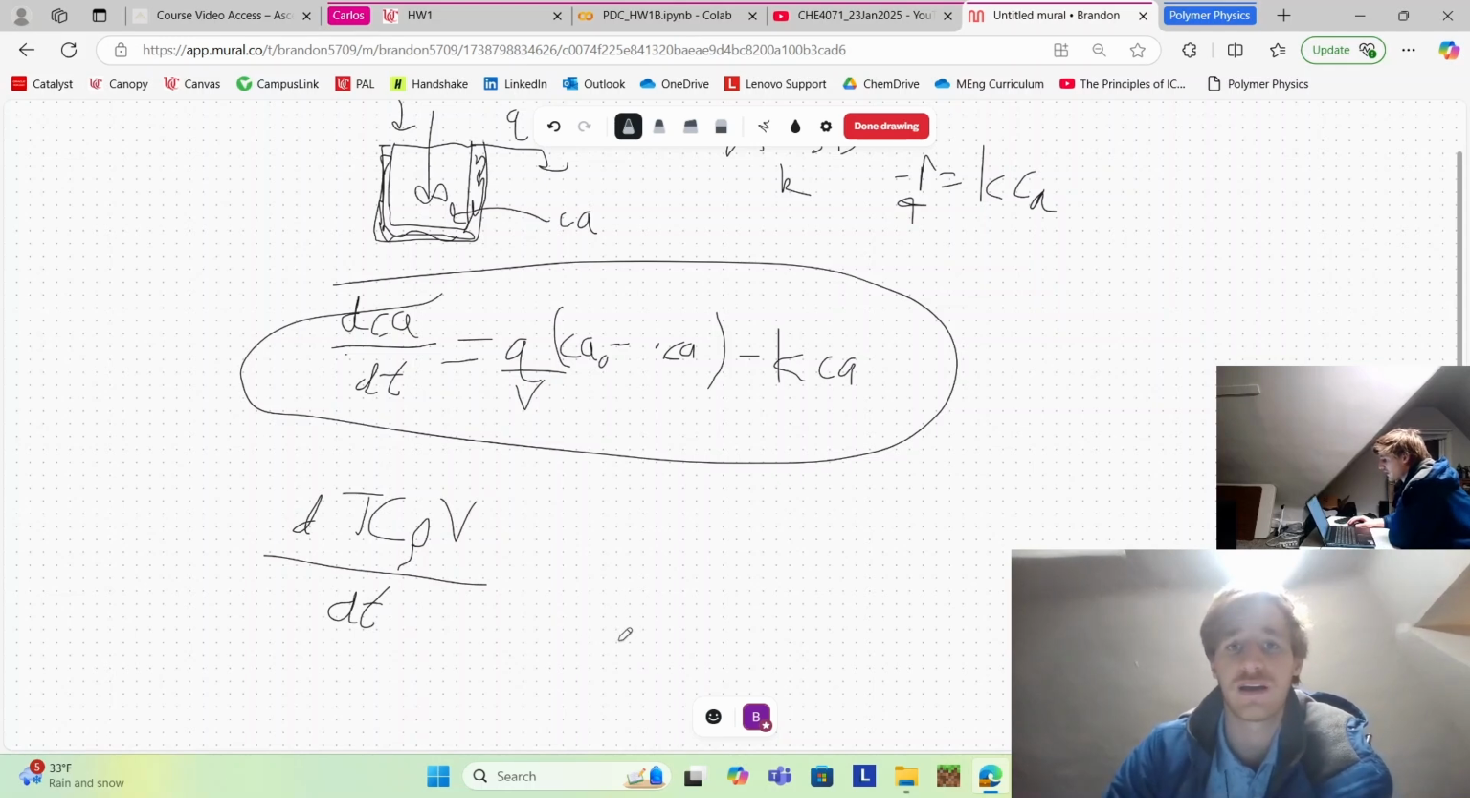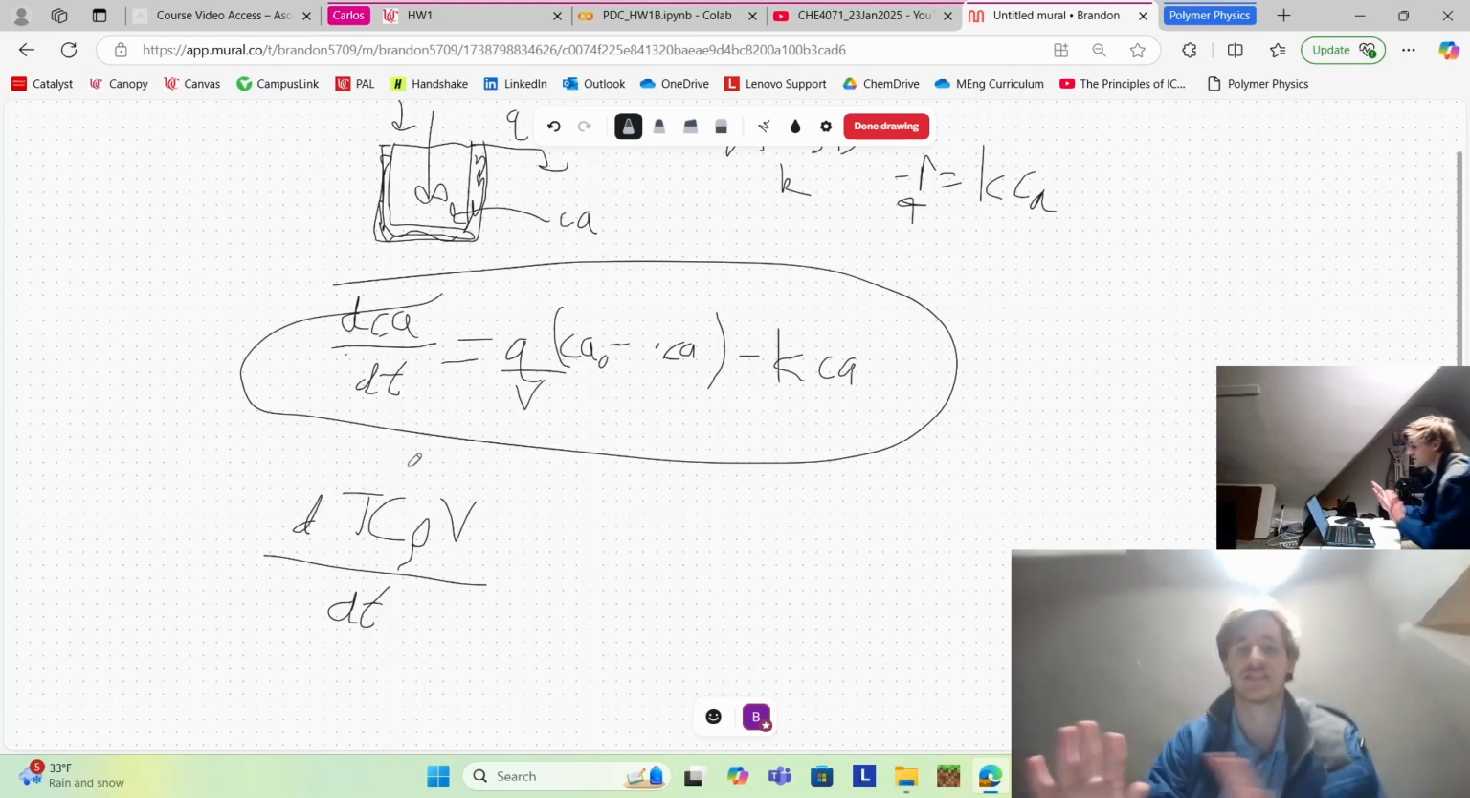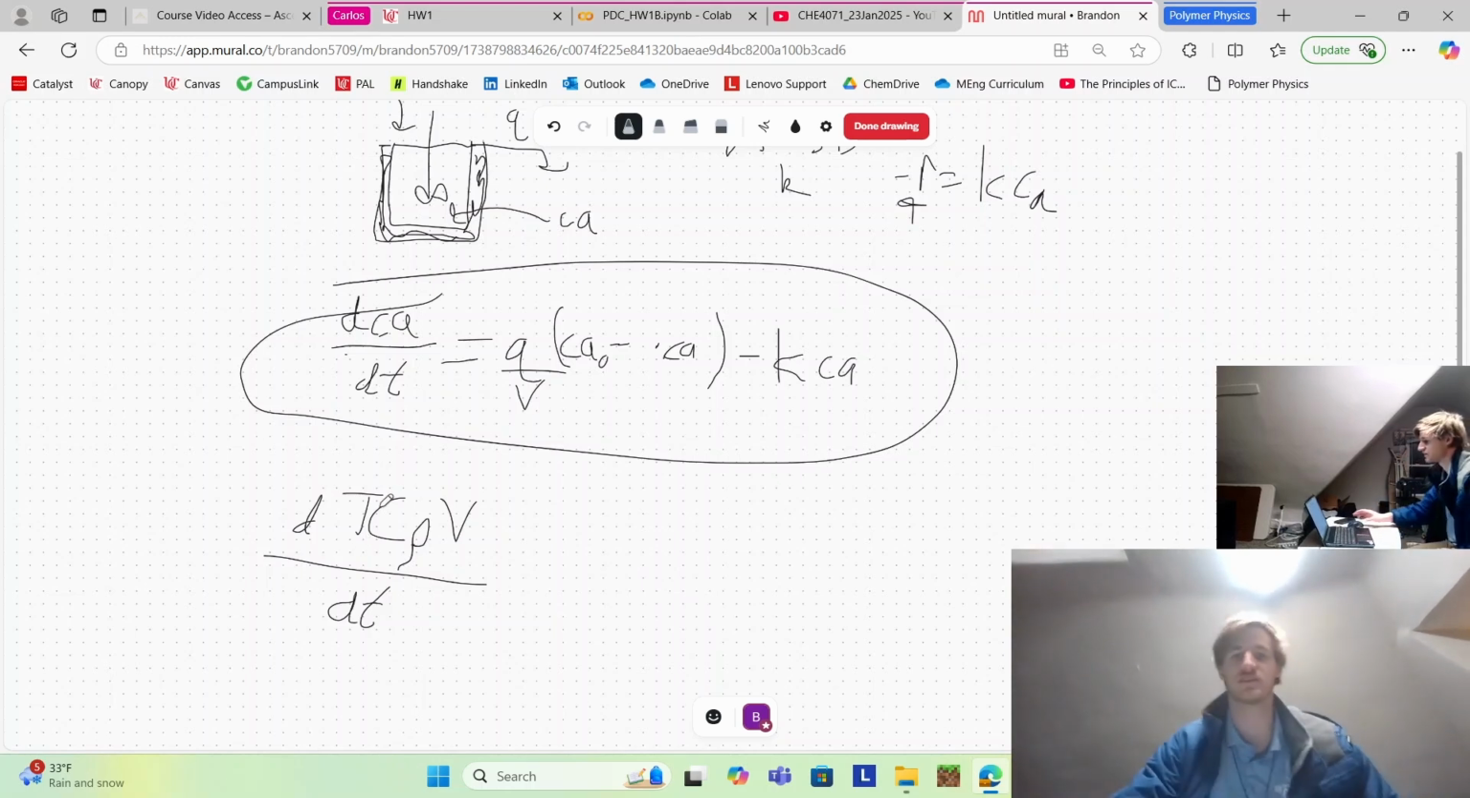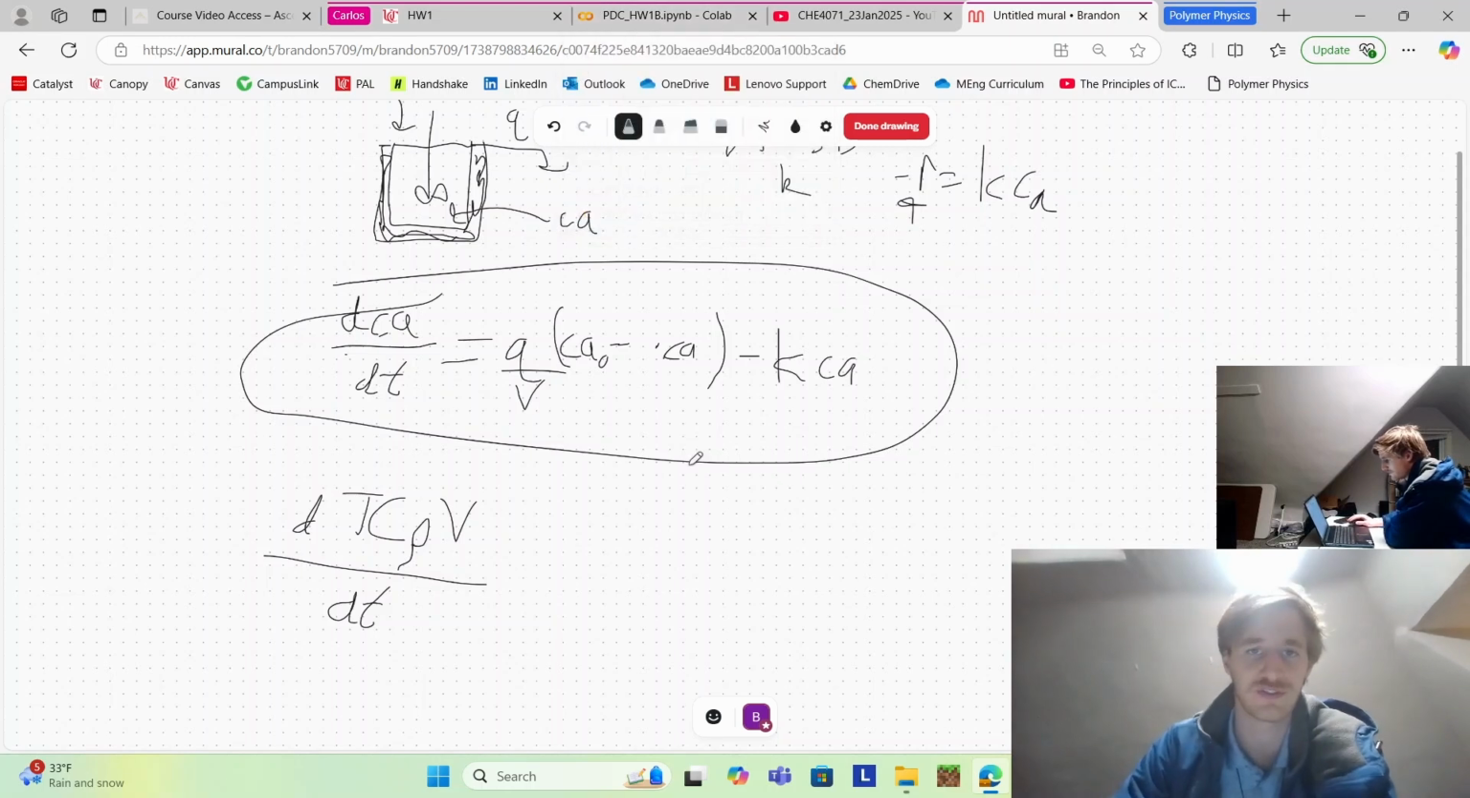Now the reason why I mentioned temperature specifically is because our heat capacity, our density, and our volume are all constant. Heat capacity does change a little bit with temperature, but for now we are going to assume it is constant. So we can just go ahead and take all of those out. So I'm going to write this a little better.